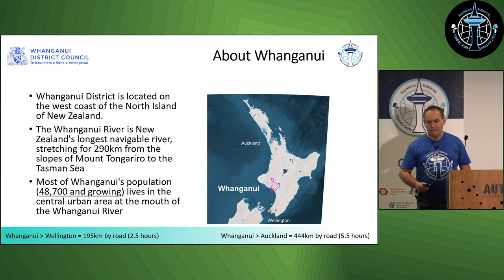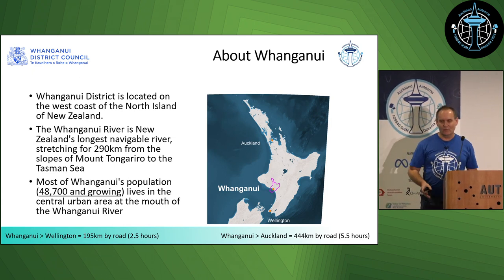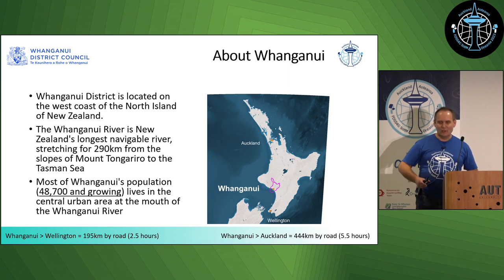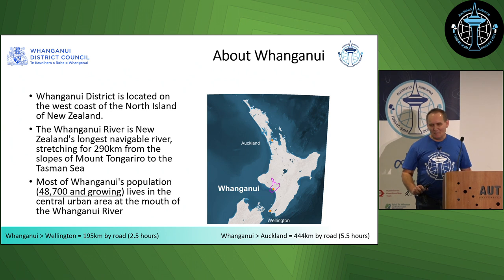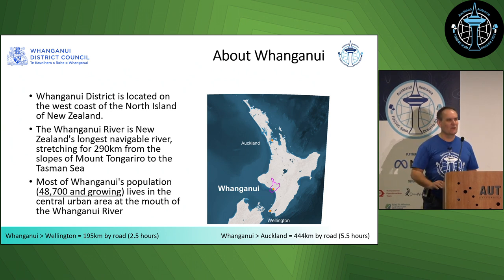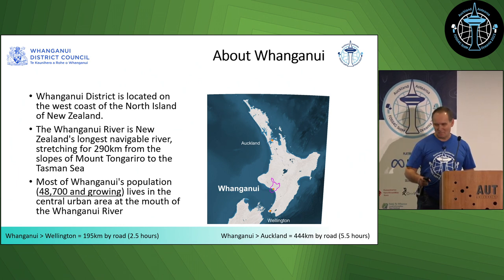Okay, so Whanganui District, we're a little wee district on the west coast of the North Island there, sometimes known as the armpit of New Zealand because it's quite temperate there. We have a population of around 48,000, so it's big enough that we can do things, but not too big that there's too much bureaucracy.